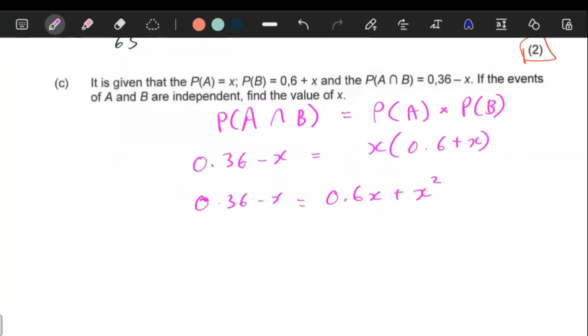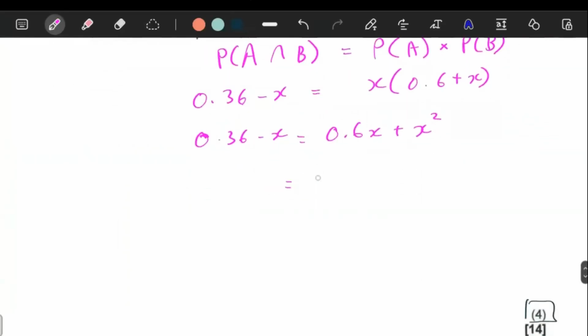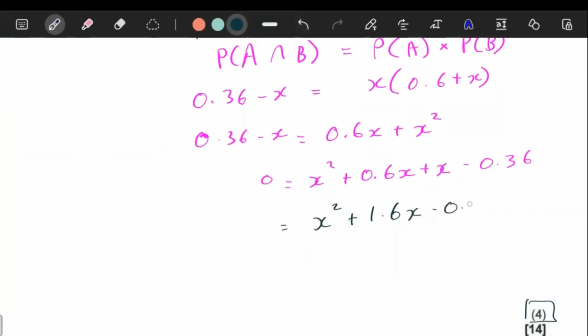0.36 minus x here. Everything on one side, you have x squared minus x squared, plus 0.6x. And then the x goes again here. The number goes again here. So x squared is over here. This plus this is like 1.6x. And then you have negative 0.36 here.